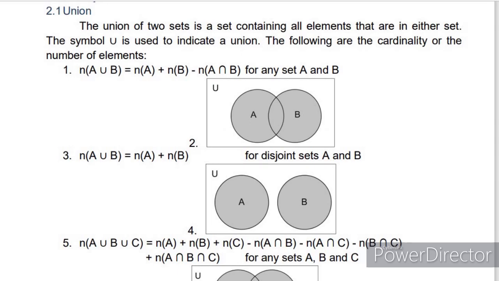Next, n(A ∪ B) is equal to n(A) plus n(B). This is for disjoint sets A and B, meaning the given sets that are not what? That are not joined together or do not intersect with each other. As you notice, the Venn diagram for them is this. The two sets, A and B, are not intersecting each other, and we should shade the area within each set.